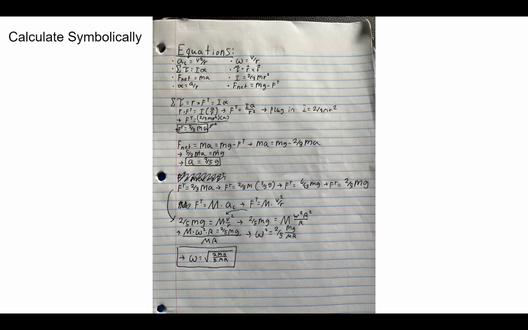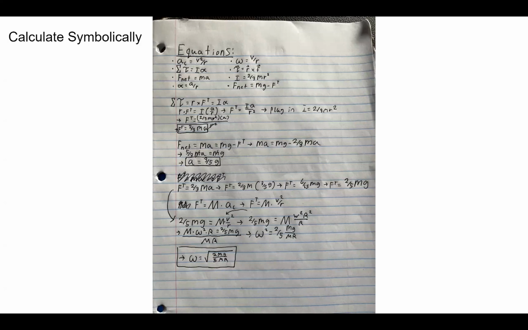And so next we can look at the net force, and we set that equal to mass times acceleration, which is also equal to mass times gravity minus the force of tension. And so rearranging this, we can set it as mass times acceleration is equal to mass times gravity minus 2/3 mass times acceleration. And dividing out masses, we end up getting acceleration is equal to 3/5 times gravity.